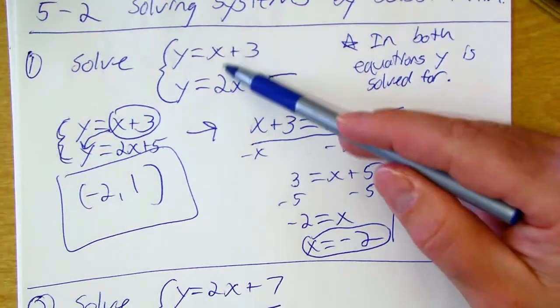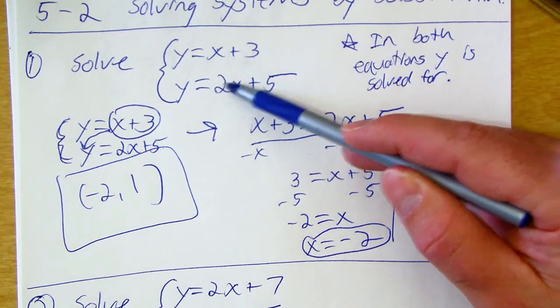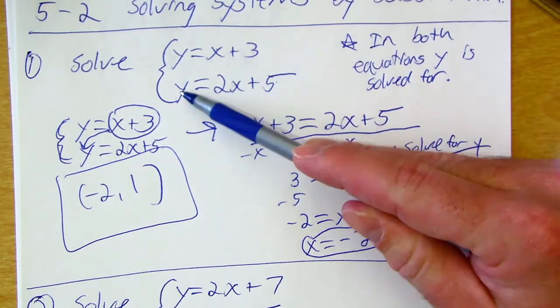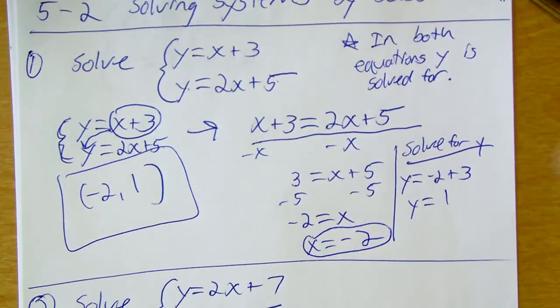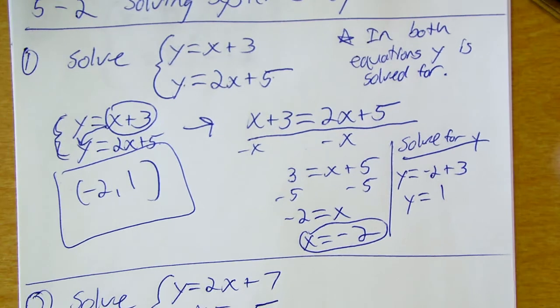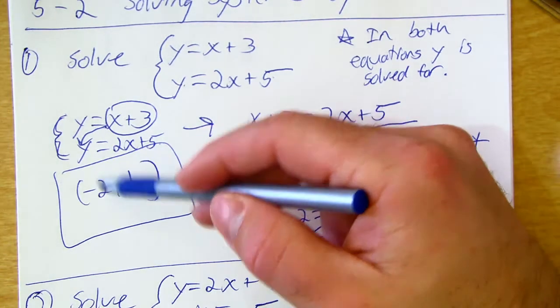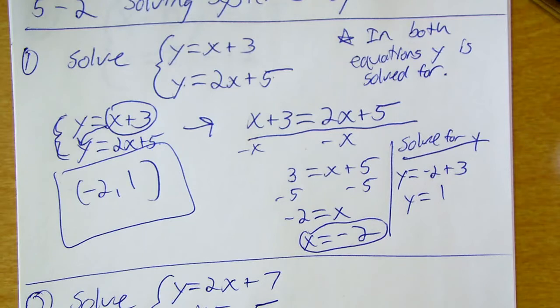I would always just go back and check. If I put negative 2 in here, 2 times negative 2 is negative 4, negative 4 plus 5 is 1. So you're good. It works in both equations. But again, all answers are still going to be an xy pair. So this whole chapter, when we're working through this stuff, you should always get an xy pair for your solution.